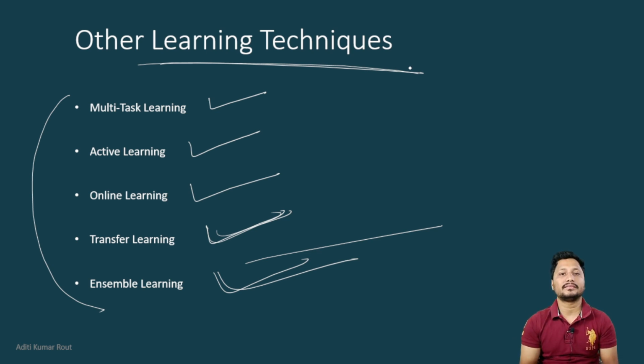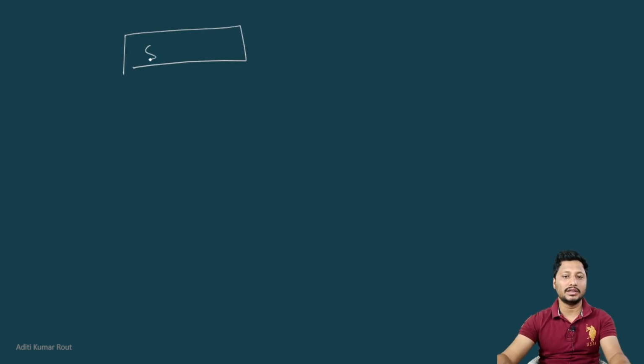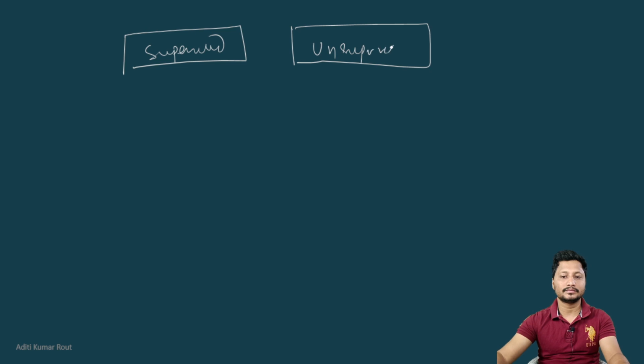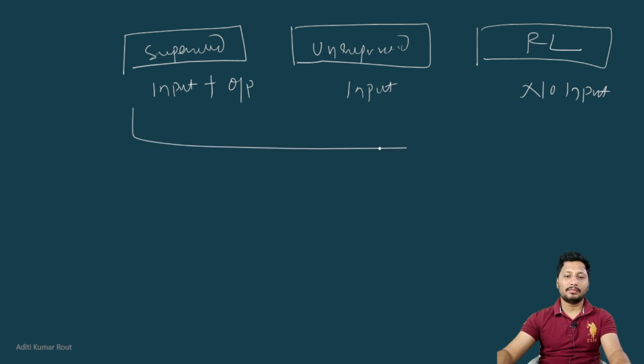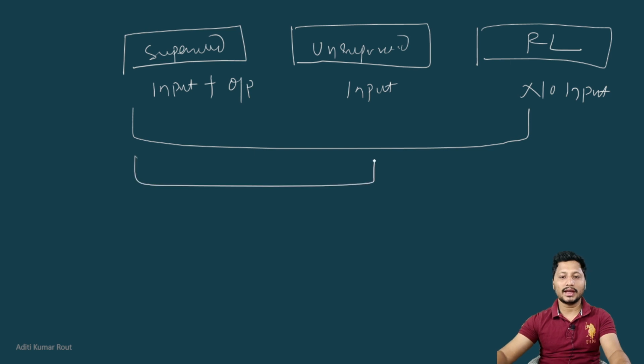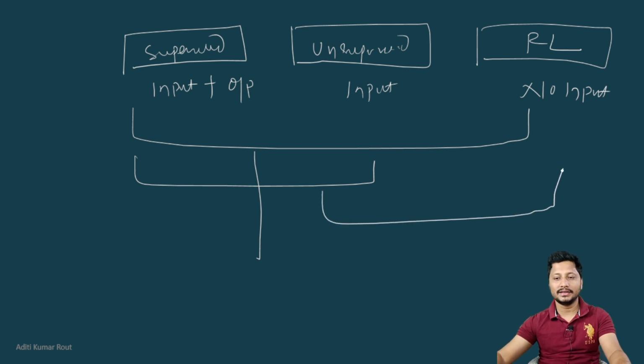So if I am talking in a pictorial way, the major categories here are supervised, then unsupervised, then reinforcement learning. Here input plus output, here only input, here no input. If I am combining these two or three, we are deriving another category of learning problem. I can say here, hybrid approach.